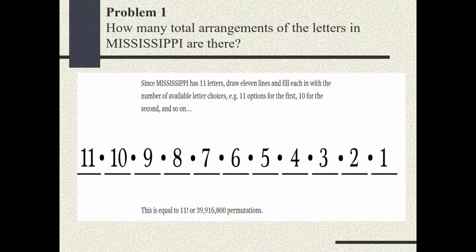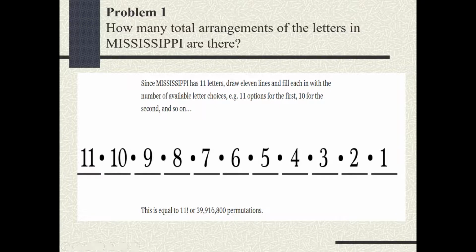Okay, next problem. How many total arrangements of the letters in Mississippi are there? You see, this is an 11 letter word, and we have like 11 slots. So if I have to choose any letter from this word for the first slot, I have 11 options for the first slot, 10 for the second, and so on. So it comes out to be 11 factorial, or this many different ways.